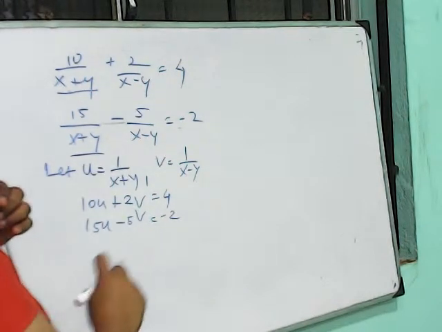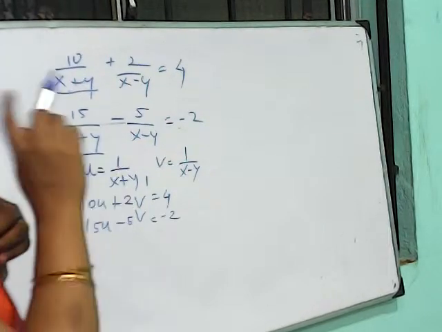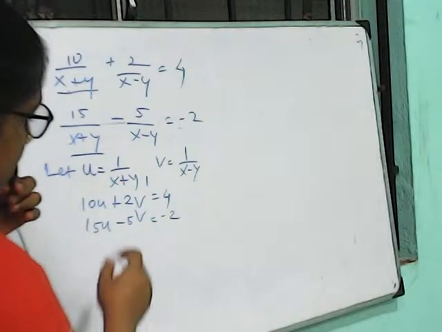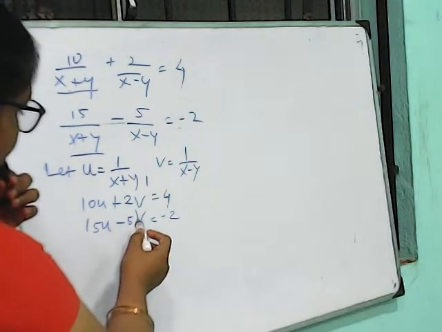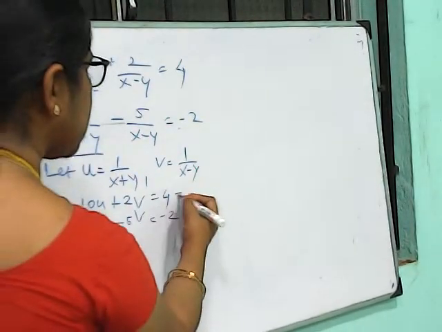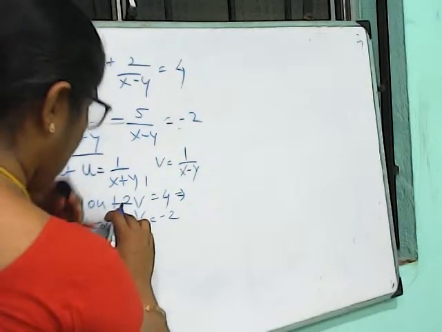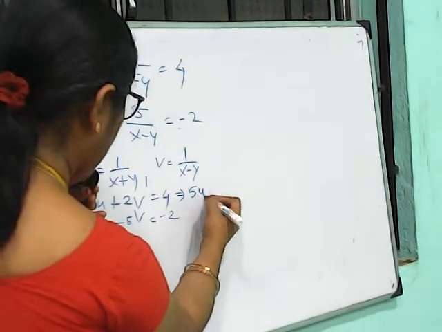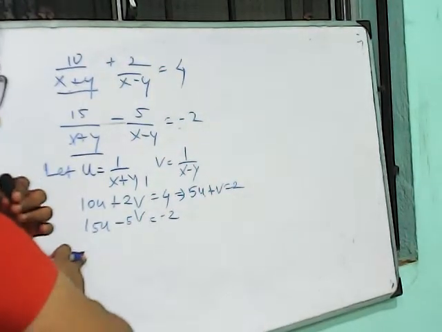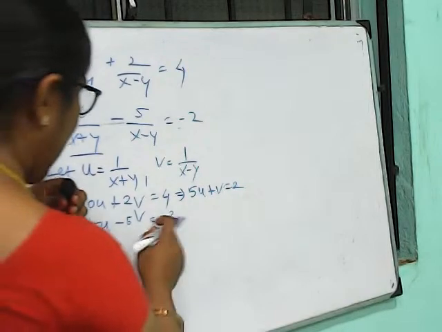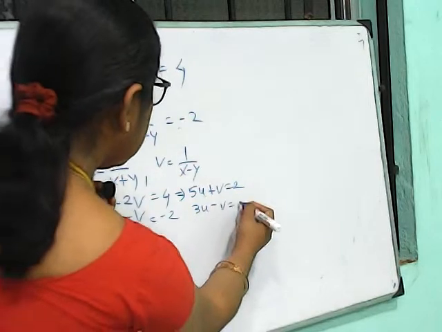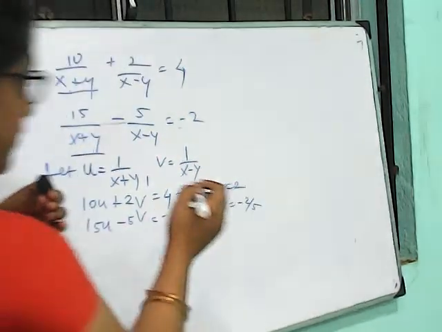In the elimination method you have two variables, so eliminating one variable at a time is the elimination method. For our convenience, we will first simplify the equations. The first one we can divide by 2, so you will have 5u plus v is equal to 2. Similarly, the second one we can simplify by dividing by 5, so you will have 3u minus v is equal to minus 2 by 5.